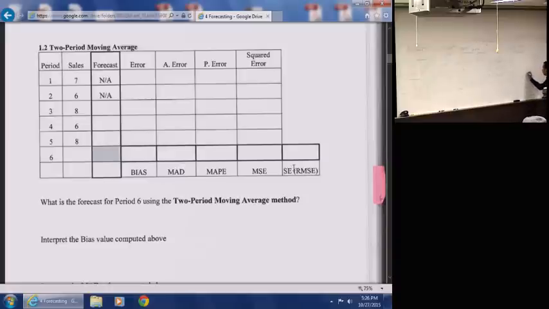SE equals the square root of MSE, so it's the square root of 1.42. 1.19? That doesn't sound right. It could be, it's possible. It says 1.19, so that's your SE. And that's basically how you compute all the statistics.